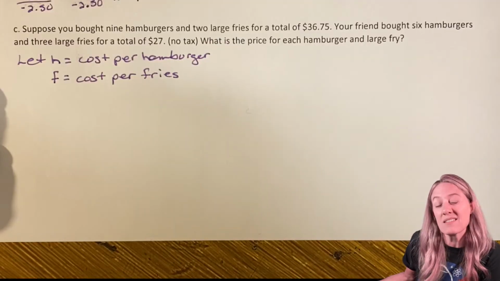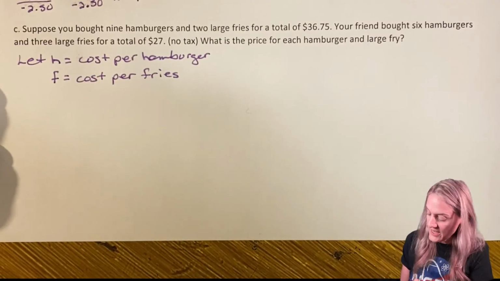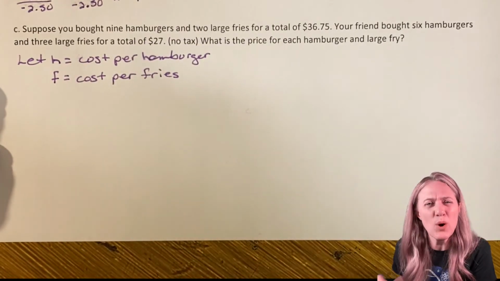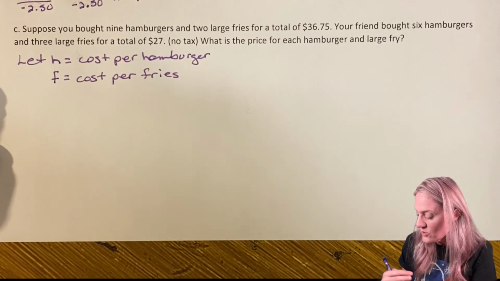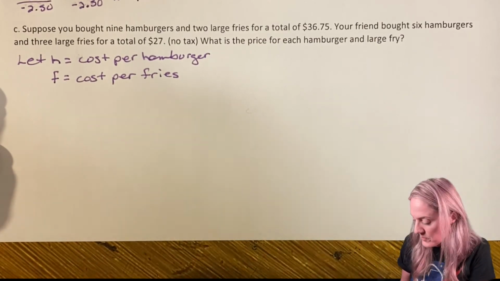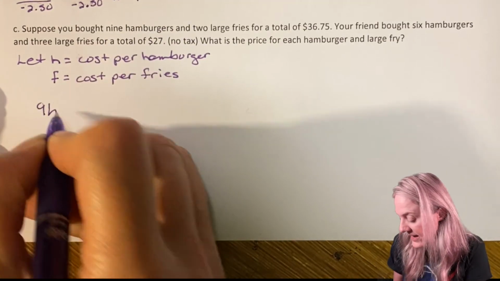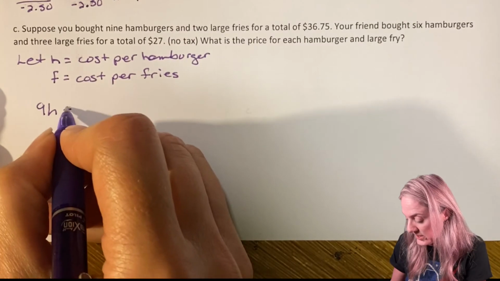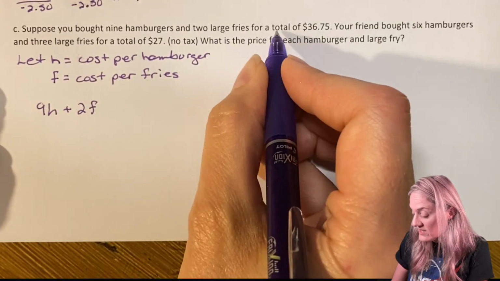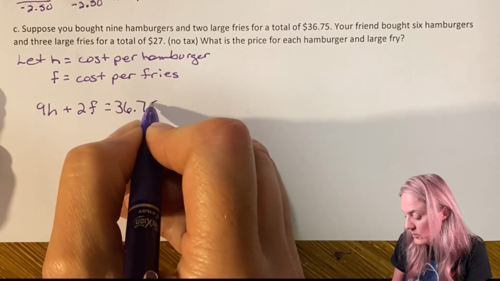So this one has a slightly different setup. I used H for cost of hamburgers and F for cost per fry. But this time we're given the totals for 2 different orders. So if we just read through that sentence, we write the equation straight from the sentence. When it says 9 hamburgers, that's exactly what I'll start out with, 9H. And plus 2 large fries, so 2F. Was a total of $36.75. So look at that. We have the first equation written.